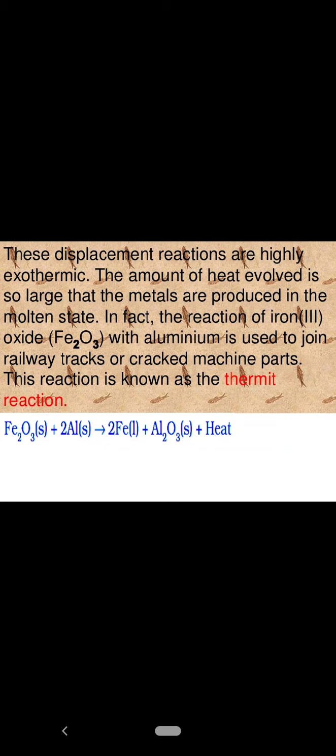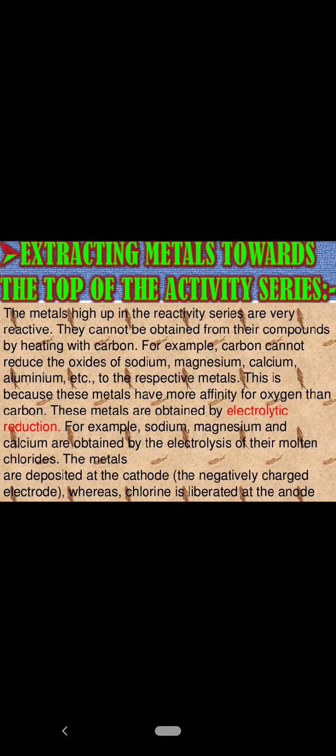Yes. These displacement reactions are exothermic. In all these reactions, heat is given out. The amount of heat evolved is large, and metals are produced in the molten state. Therefore, this type of reaction is termed a thermit reaction. Here you can consider the example of ferric oxide, or iron oxide. When reacted with aluminium, we get iron in the pure state along with aluminium oxide, and heat is given out.